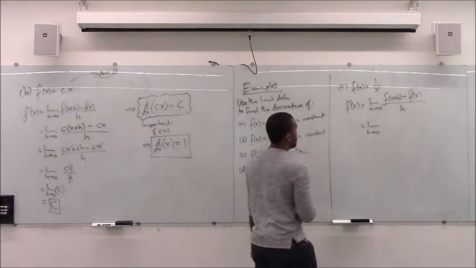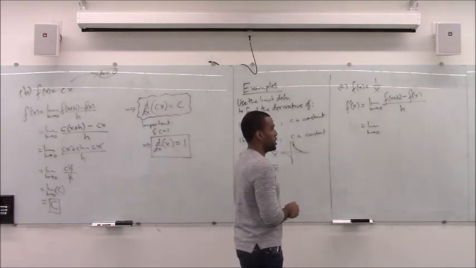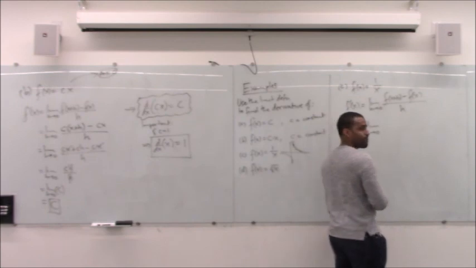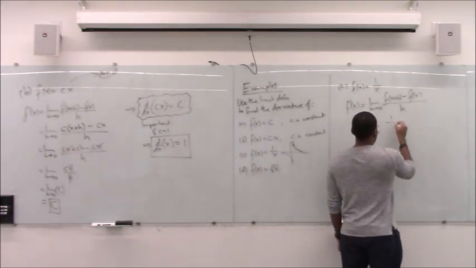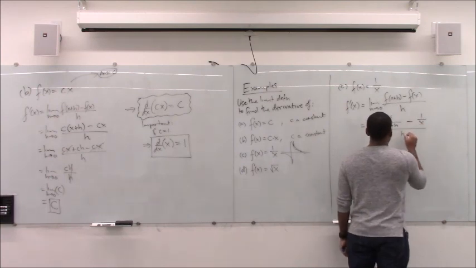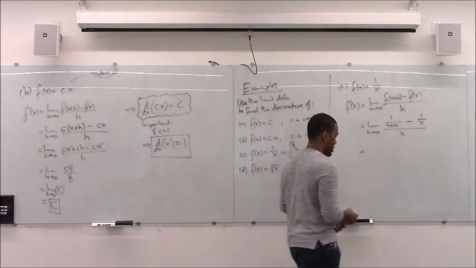That's the definition. Write it down every time because I want to make sure I remember it. Okay, so if my f of x is 1 over x, what is f of x plus h? Yeah. 1 over x plus h minus 1 over x all over h. How do we find that limit?